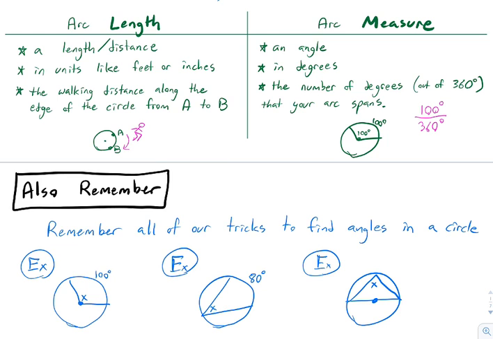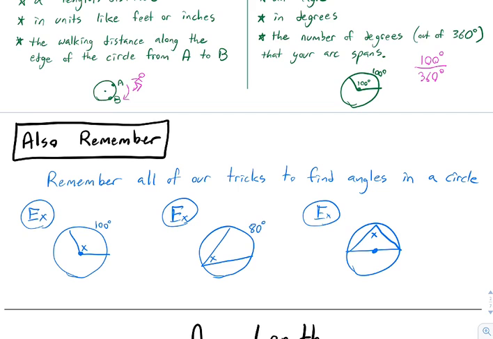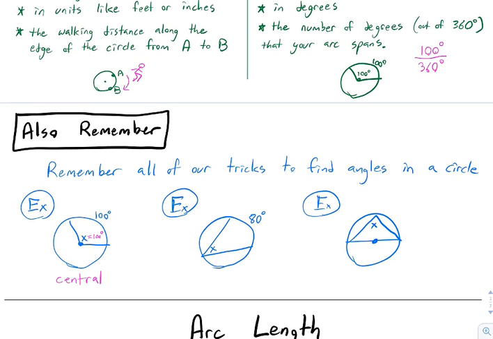Okay, and then finally, just remember all the stuff we did in our last unit about circles. So for example, on this first one, we know this is a central angle. And the measure of any arc is defined to be equal to the measure of its central angle. So x here would be 100 degrees. Over here, this is an inscribed angle. And we know that an inscribed angle is equal to half the measure of its intercepted arc. So this would be 40 degrees because its vertex is on the edge of the circle. And that's true over here.